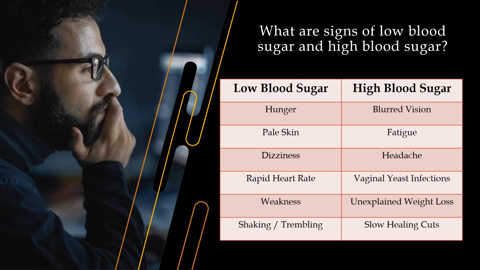And the next topic we're going to discuss is the signs of high blood sugar, in other words, also known as hyperglycemia. And a person with high blood sugar may experience blurred vision, a feeling of fatigue. They may even experience a headache. May experience slow healing of cuts or sores, frequent yeast infections, increased hunger, or even thirst. And also, a person with high blood sugar could experience unexplained weight loss as well.